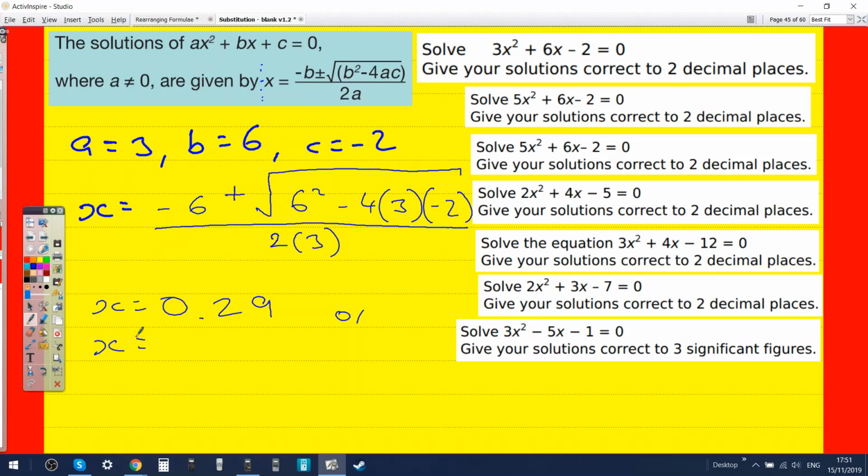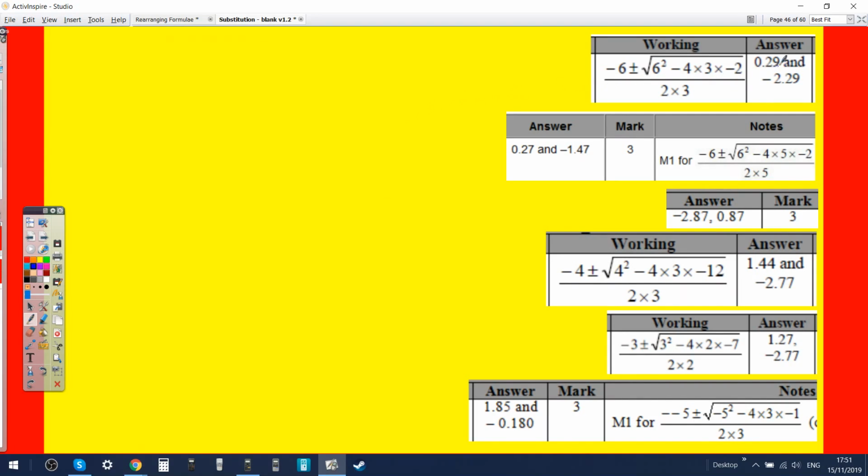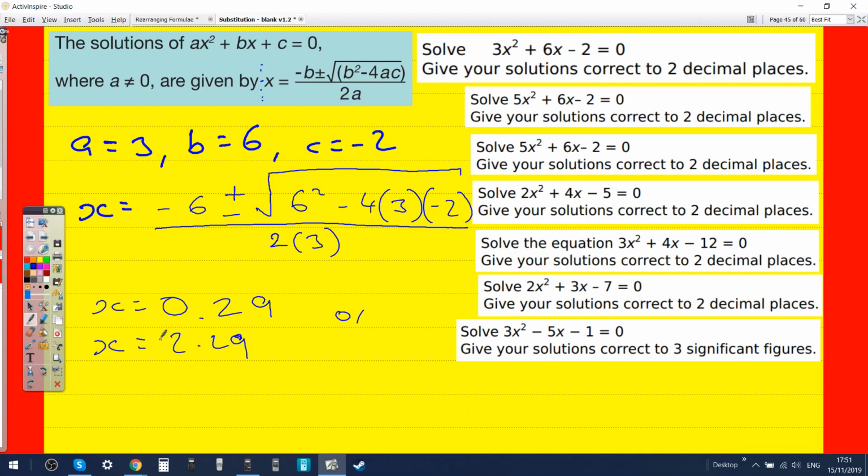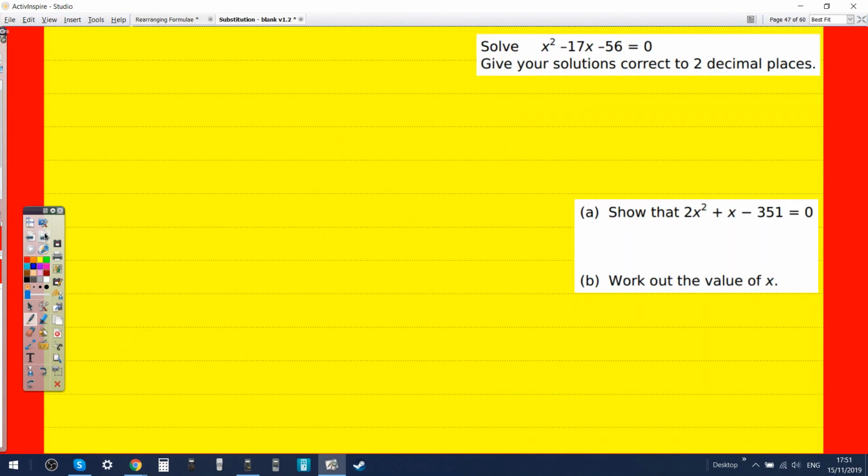Yeah, so minus 6 minus square root of 6 squared minus 4 times 3 times minus 2, over 6. That gives us 2.29. And there we are. 0.29 and was it minus 2.29? Yes. Yeah. Okay. Yes, it was.